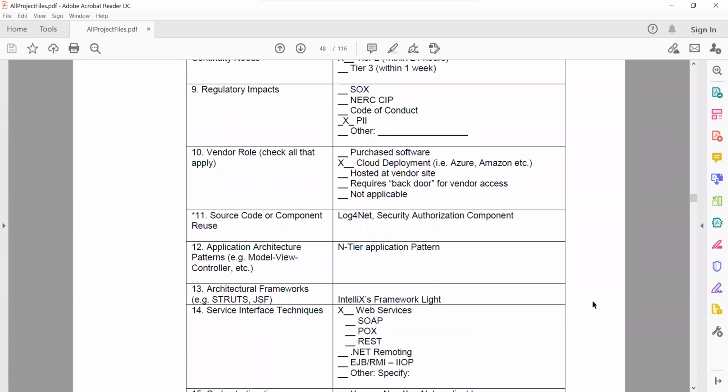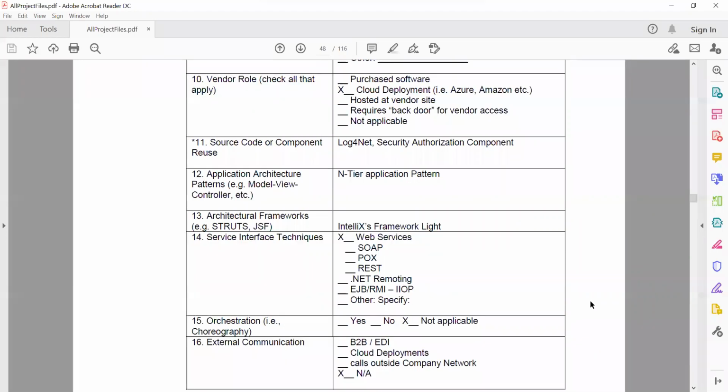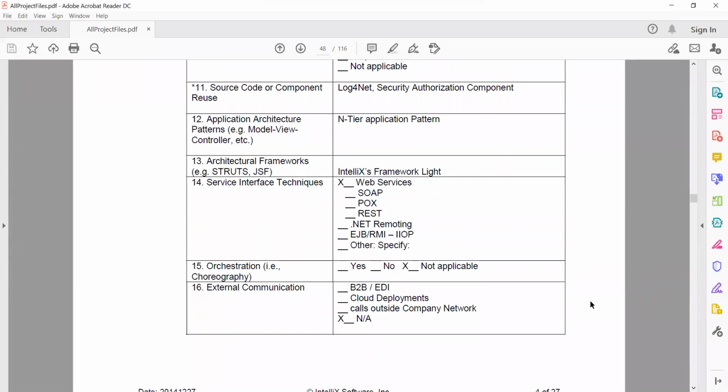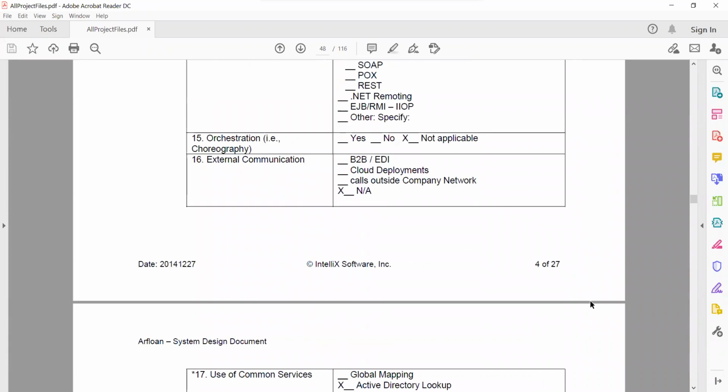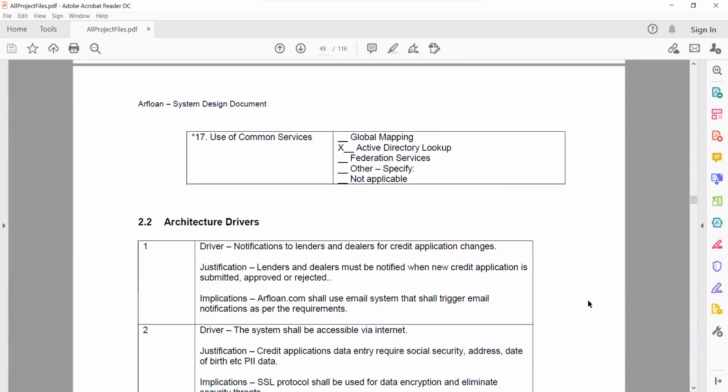Mm-hmm. Okay. Let's go through it. Can you explain, actually need to see that entire application in there.